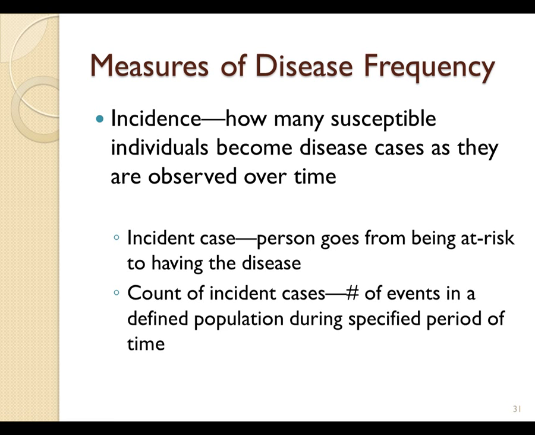Incidence is simply the number of susceptible individuals who develop the disease. Susceptible individuals simply means disease-free individuals that have the potential to develop the disease. So susceptible individuals excludes those who currently have the disease since they are no longer at risk of getting it. It also excludes people who would never have the possibility of getting the disease.